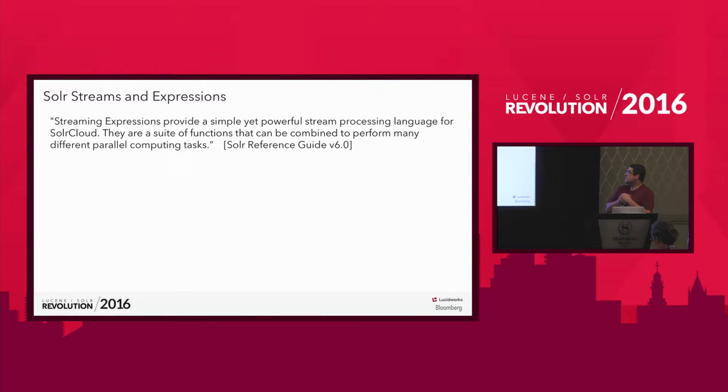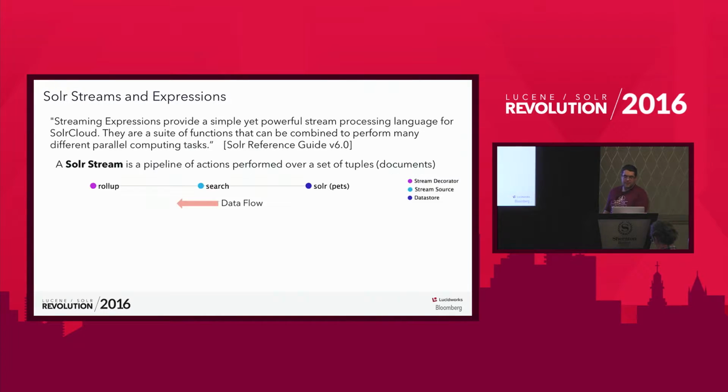All right, so this is the definition of Solr streams and expressions from the reference guide. I'm going to read it because it's a little complicated. Streams and expressions provide a simple yet powerful stream processing language for SolrCloud. They're a suite of functions that can be combined to perform many different parallel computing tasks. It's a little dense. When I read that, I'm like, I don't quite grasp it.